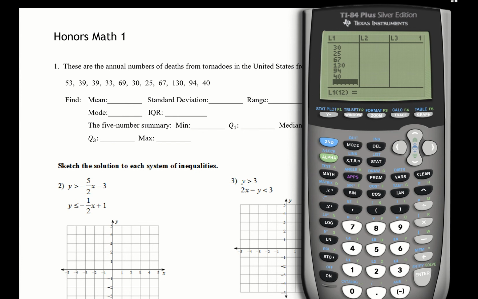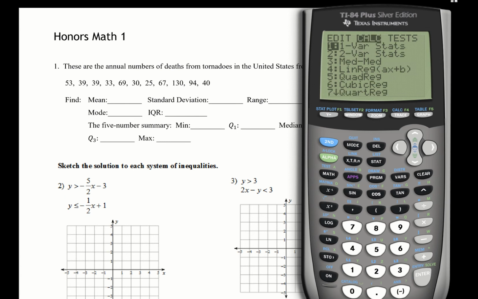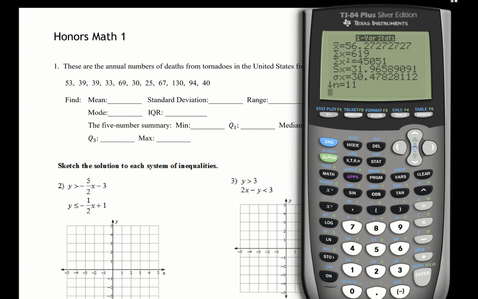Now, if I want to do the one variable statistic analysis with these, I'm just going to press second stat. Nope, not second stat. There we go, stats by itself. Calculate, and then the first option there is one variable statistics. I'm reading things from list one. That's where my data is. That's convenient. Press enter, enter, enter, and here we go.